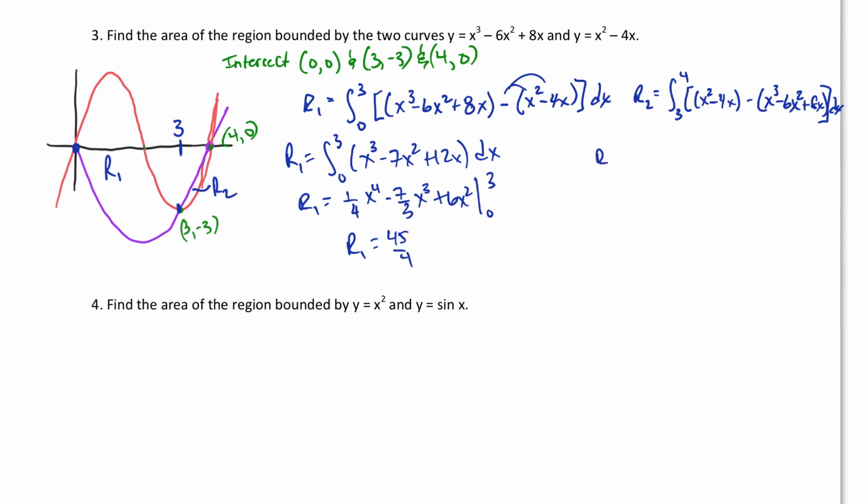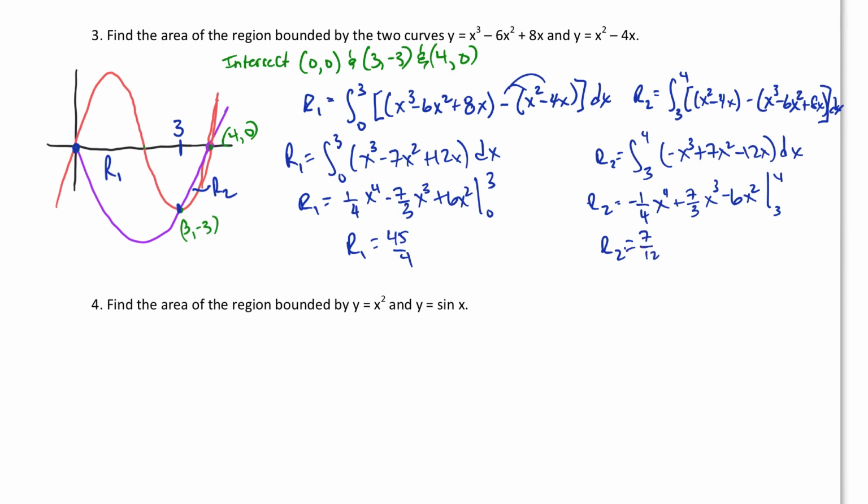Over here, region 2 will end up being the integral from 3 to 4 of negative x cubed plus 7x squared minus 12x dx. So region 2 ends up being negative 1/4 x to the 4th plus 7/3 x cubed minus 6x squared on the bounds from 3 to 4. So region 2 will be 7/12. Adding these two regions up, I'll get a total area of 71/6 square units.